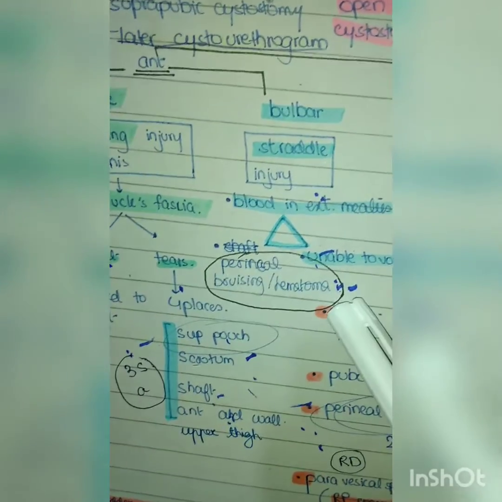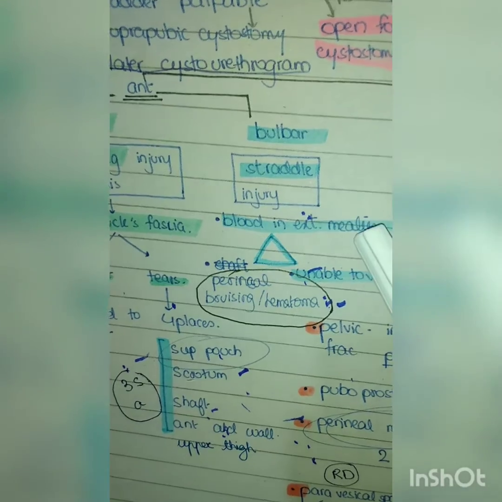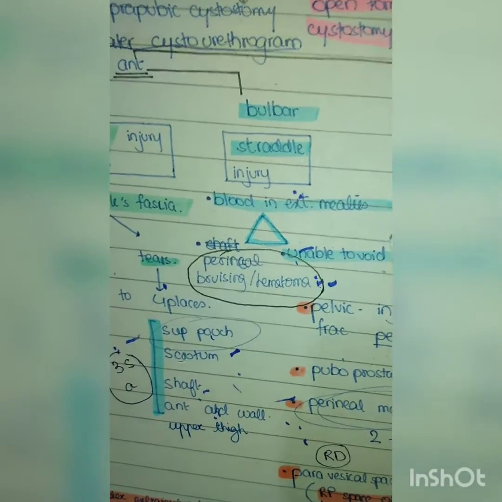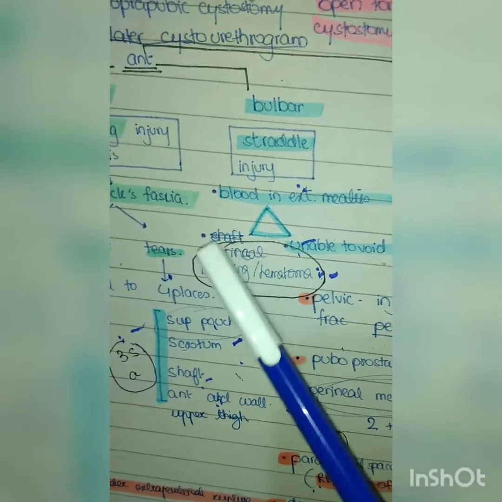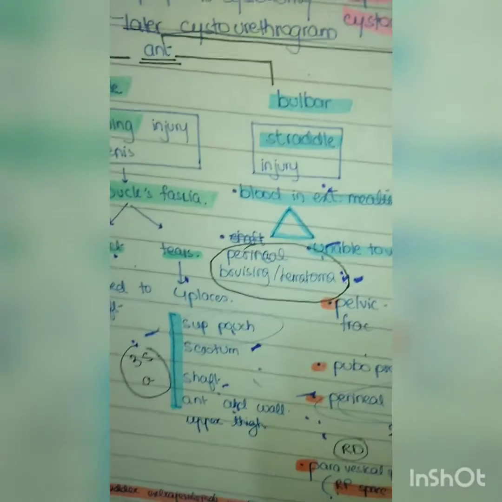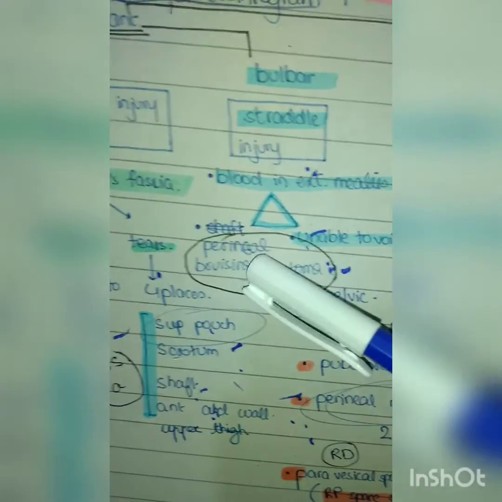And there's going to be a triad. Okay, there would be blood at the external meatus on examination of the patient. The patient would be unable to void, that would be the complaint. And there would be perineal bruising. The perineal region would be bruised or have a hematoma on clinical examination of the patient. On inspection, you would see that.